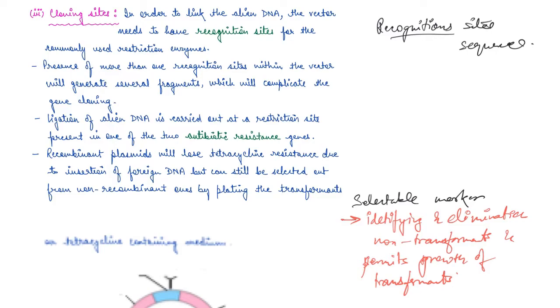Now, guys, for a vector to be a good cloning vector, there should be very few recognition sites, and preferably just one. If there are more than one recognition sites within the vector, the restriction enzymes will create several fragments, right? And because of these various fragments, the entire gene cloning part will be complicated, right? So basically, the ligation of alien DNA is carried out at the restriction site present in one or two antibiotic resistance genes.